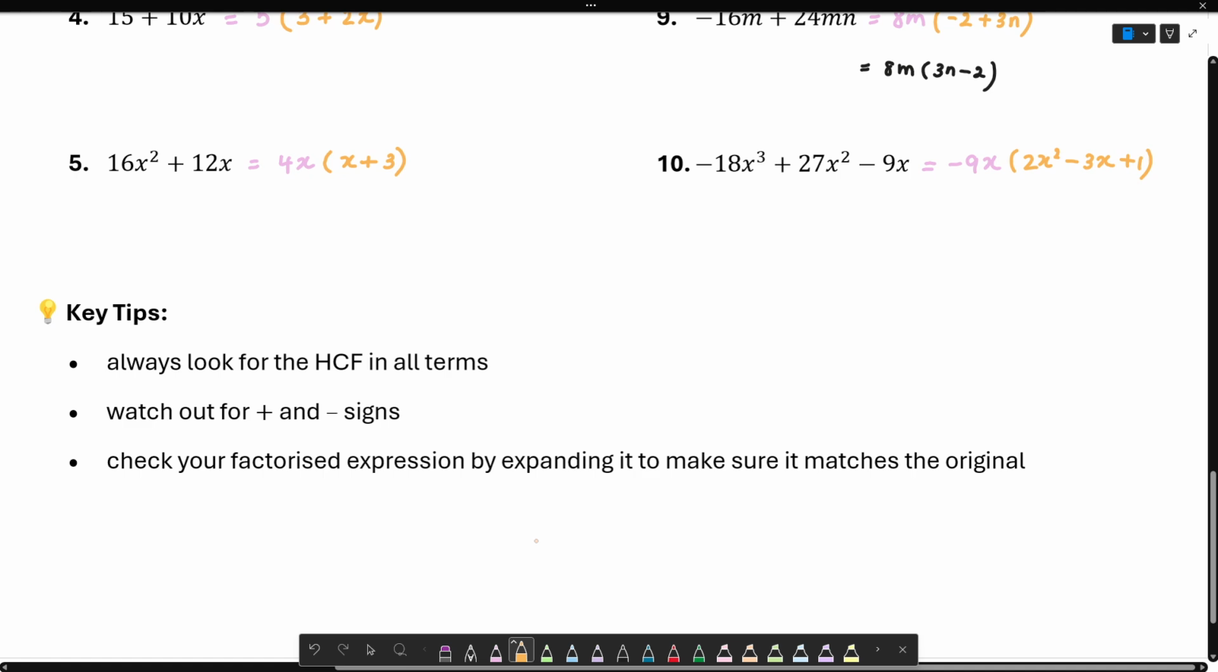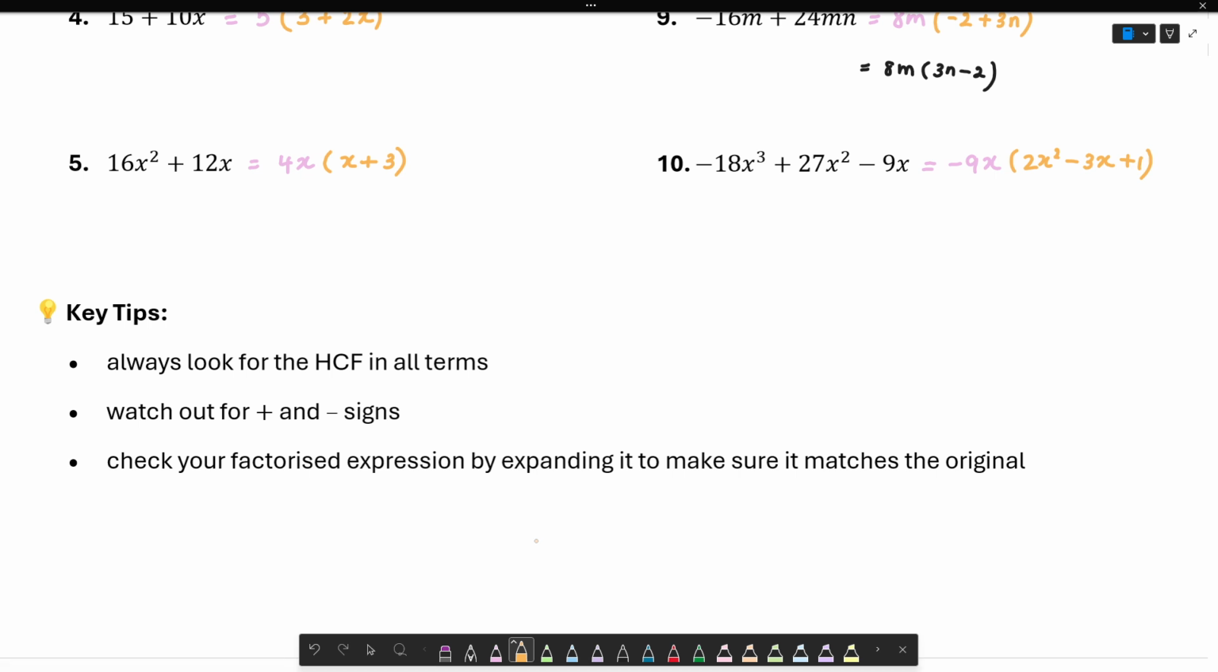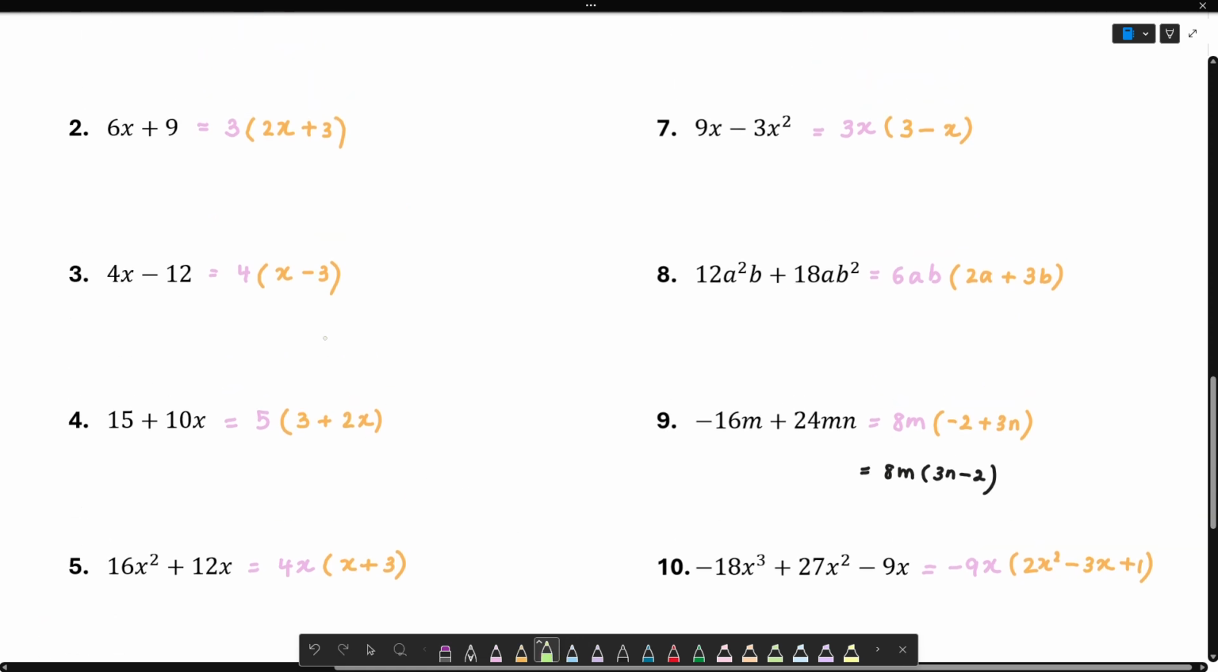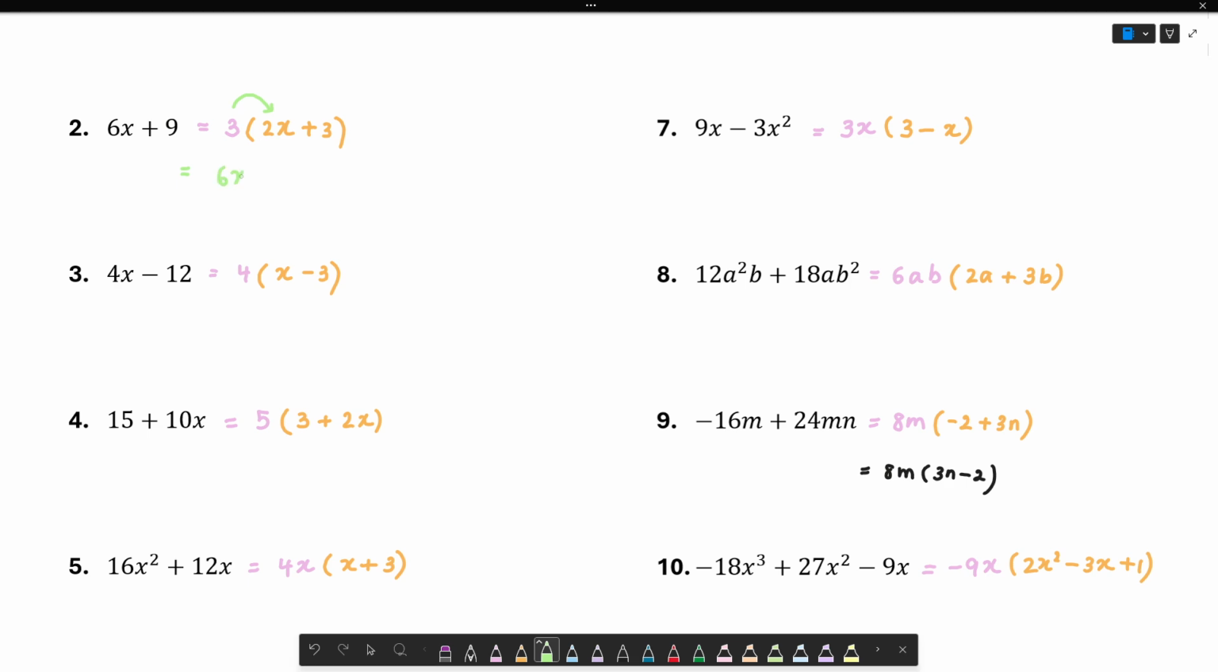So here are some key tips. Always look for the highest common factor in your terms, and notice how we basically relied on the times tables to help us out. Watch out for your positive and negative signs like always, and also check your factorized expression by expanding it. So in all these examples that we covered, if we were to expand these out, we would get the original question. So for instance, if I were to use my loop method again to expand this out, I would get 6x. And for my next term, well, 3 times positive 3 is just a positive 9. So that is a quick way for you to check your answer to see if you've got it right.